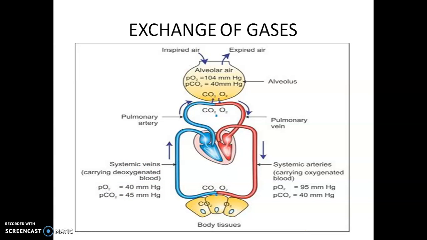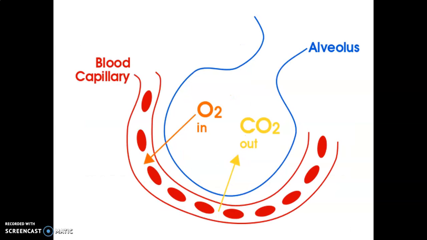As the solubility of carbon dioxide is 20 to 25 times higher than that of oxygen, the amount of carbon dioxide that can diffuse through the diffusion membrane per unit difference in partial pressure will be much higher compared to that of oxygen. The diffusion membrane is made up of three major layers. I will show you the three major layers.